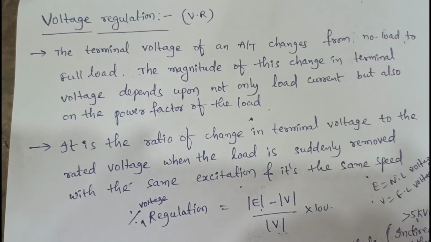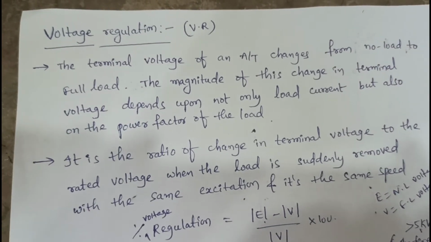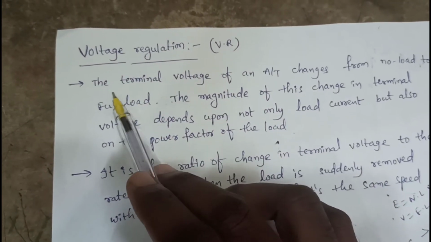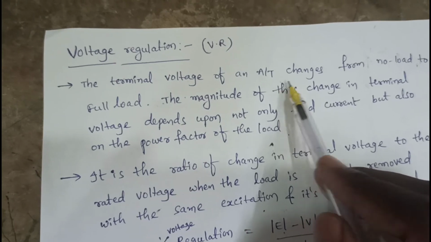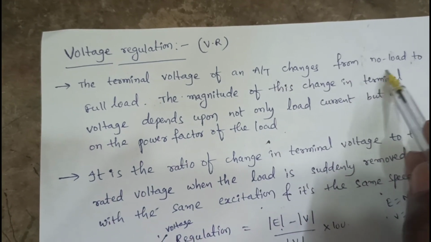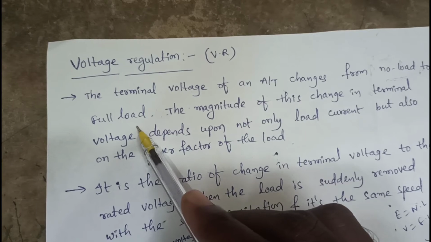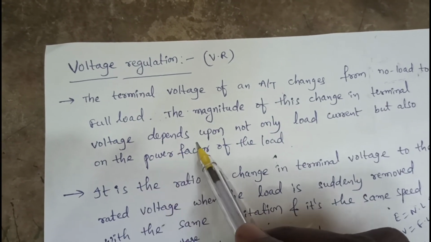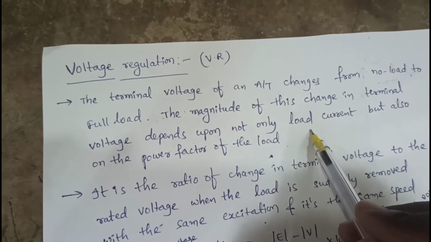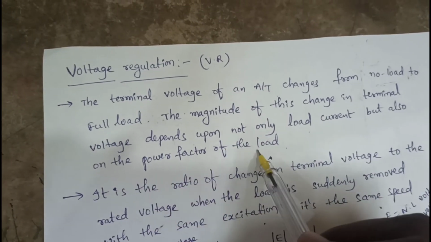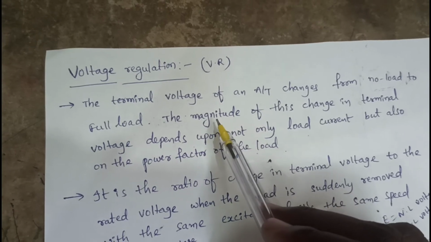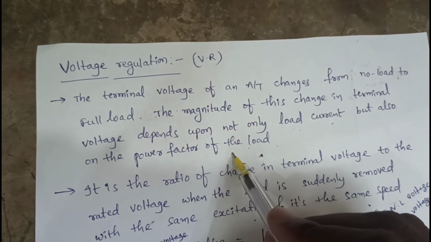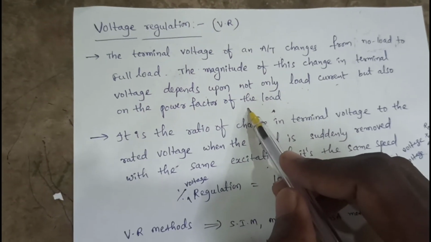Hi friends, today's topic is voltage regulation. So first of all, what is the meaning of voltage regulation? The terminal voltage of an alternator changes from no load to full load. The magnitude of this change in terminal voltage depends not only on the load current but also on the power factor of the load. So that is the meaning of voltage regulation.